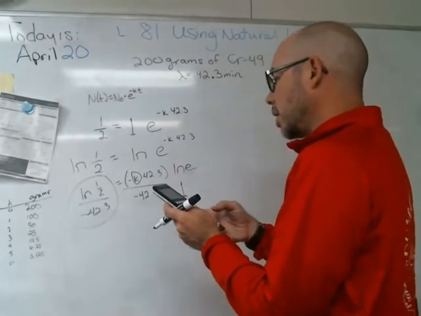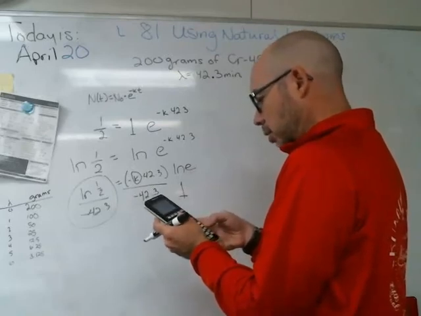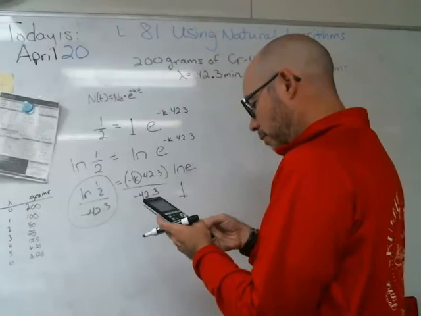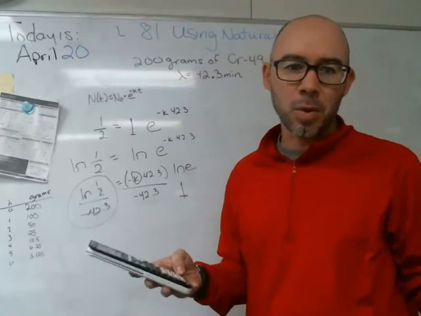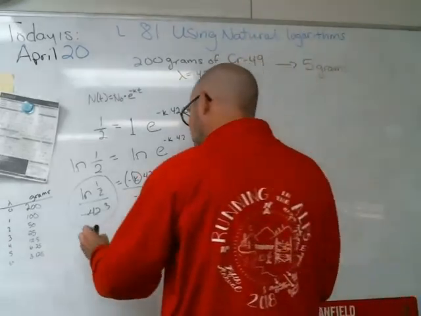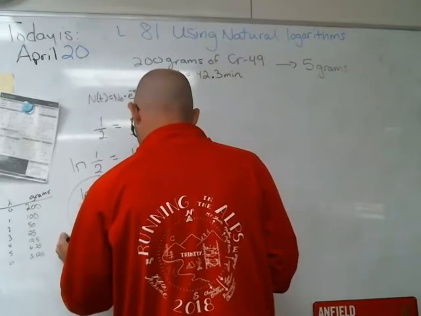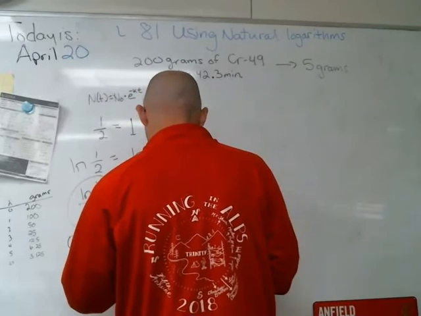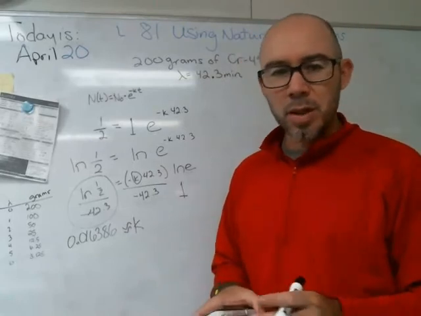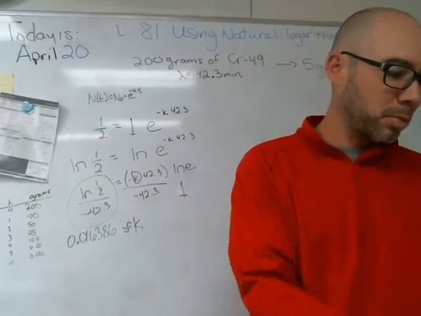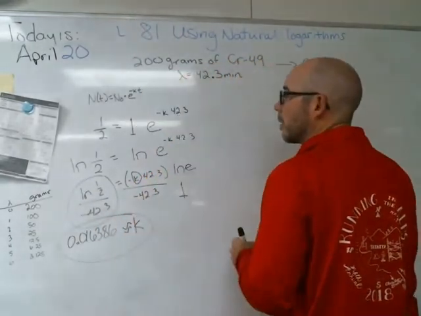I can take the natural log of 1, which is 0, and I can take the natural minus the natural log of 2. Let's just do this fraction bar. Natural log of 0.5 divided by negative 42.3, and I'm going to get this decimal, and get this decay rate. I get that k is approximately 0.016386. The more decimal places I use, the better my answer is going to get, but that is probably plenty. That is my value for k that I'm going to use in this equation up here.